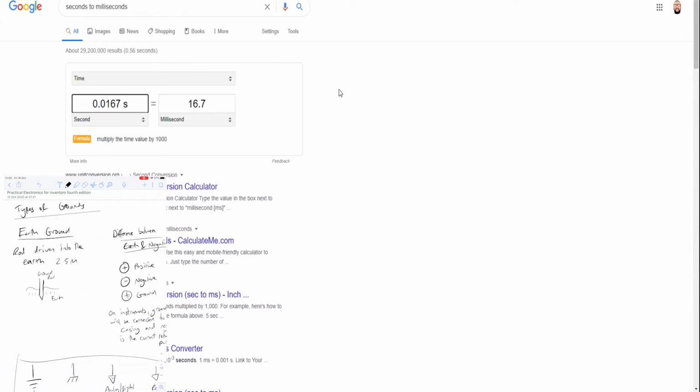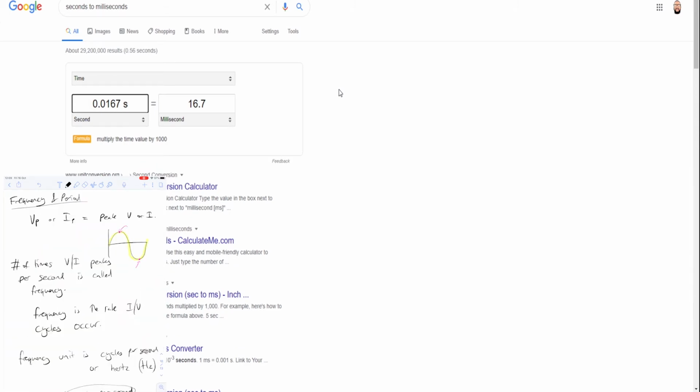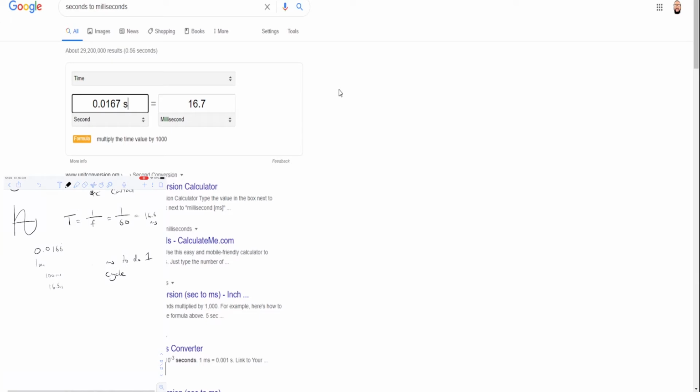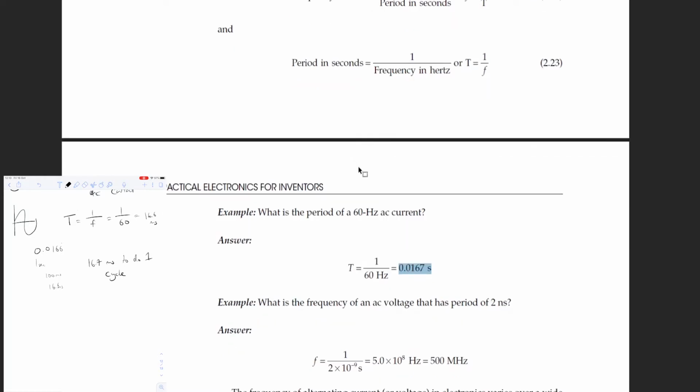So let me just rub this out and just put. Oh, I've gone to the top. iPad is a bit of a bummer sometimes. Okay. 16.7 milliseconds to do one cycle. Okay. I haven't really confirmed that it is to do one cycle, but again, I believe that's what that means. I think so anyways.